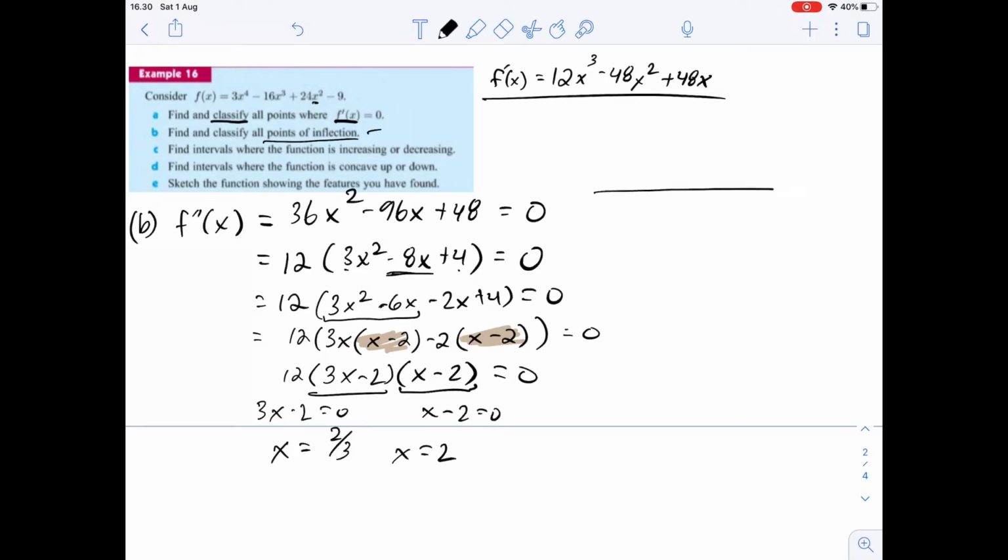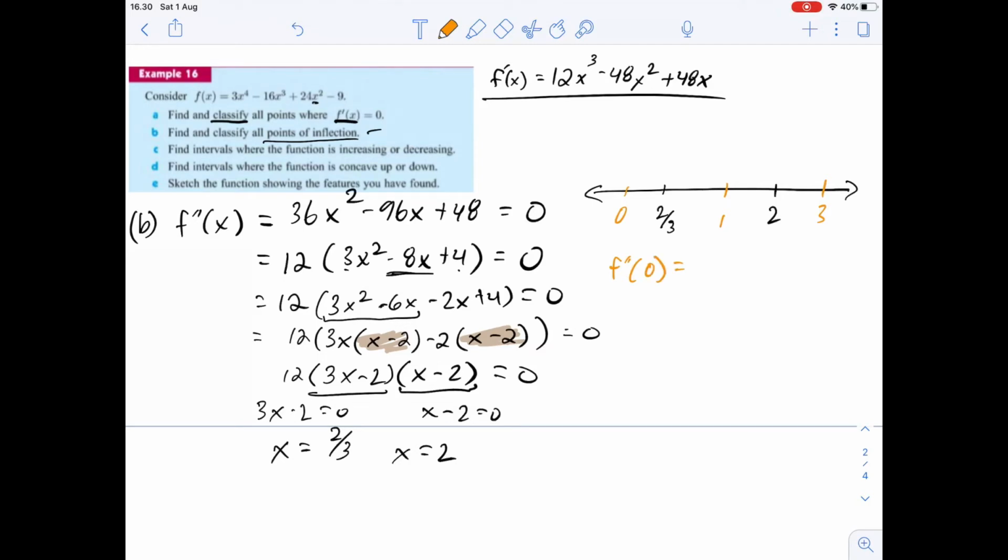All right, now let's draw a sign diagram. And we have 2/3 and 2. We have to plug in numbers that are before each point. So let's plug in 0, let's plug in 1, and let's plug in 3. This time we're checking with the second derivative.